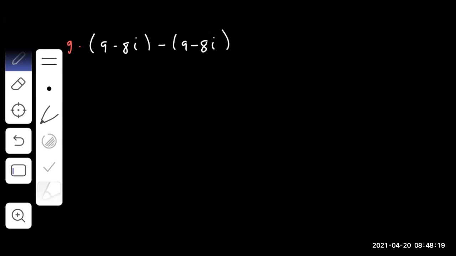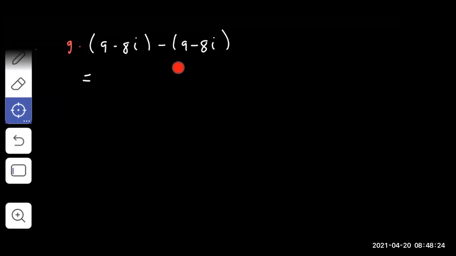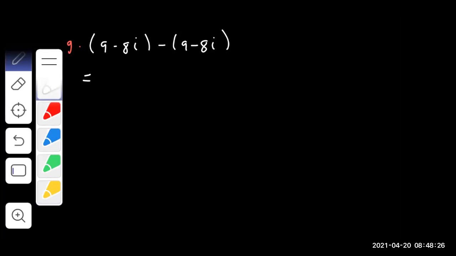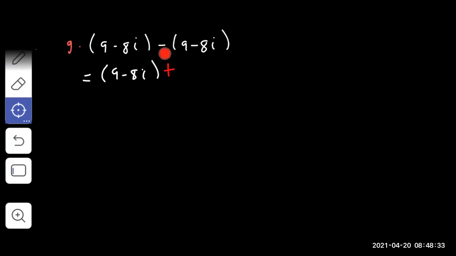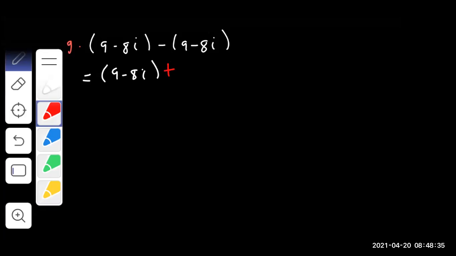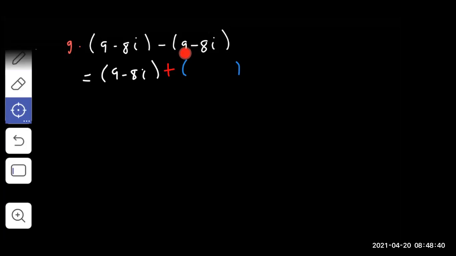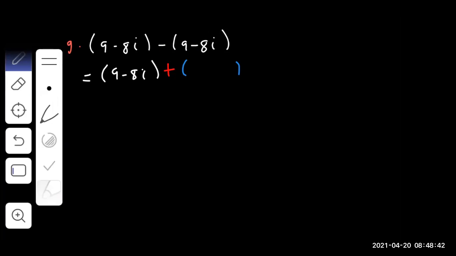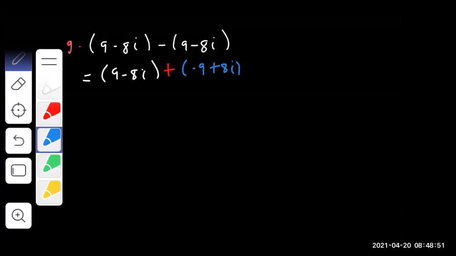Let's have a look at letter G then. Again, you see subtraction. I don't like subtracting, so convert that into an addition. You copy the first complex number. You only copy it. Then you change this sign. This is negative, now it's going to be positive. And you are modifying something else. This is positive 9, now it's going to be negative 9. The other one is negative, now it's going to be positive 8i. It's exactly the distributive property.